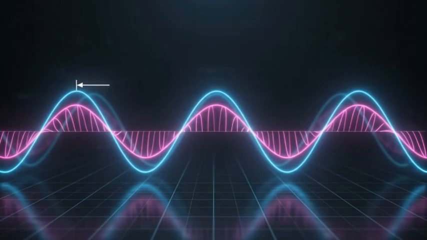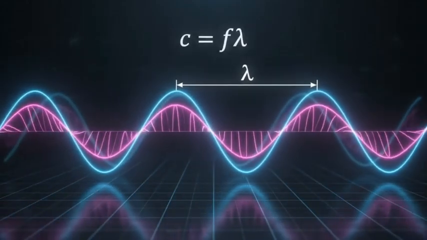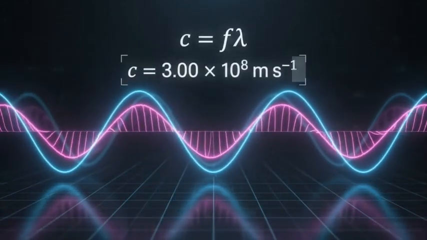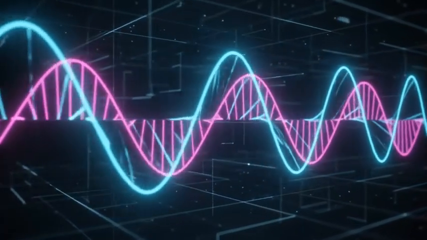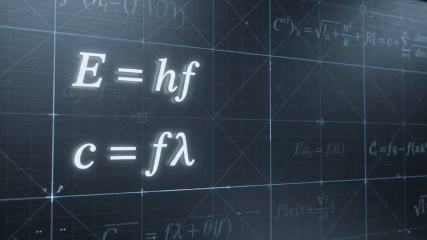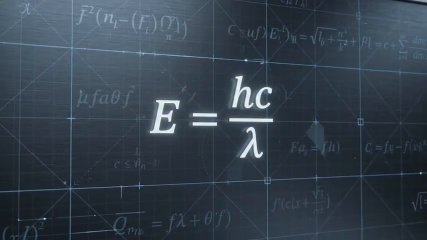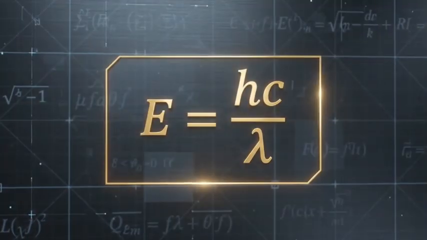The speed, frequency, and wavelength of electromagnetic radiation are related by c equals f lambda. Combining E equals hf with c equals f lambda gives another useful equation, E equals hc over lambda.